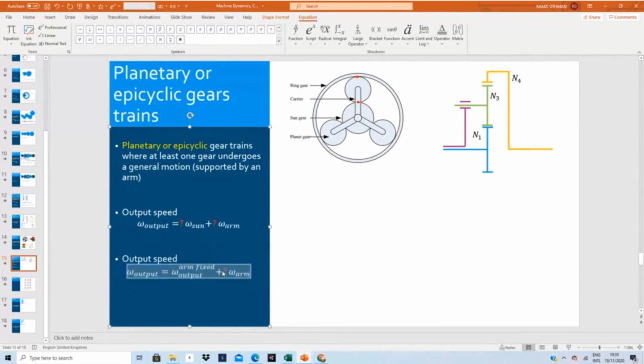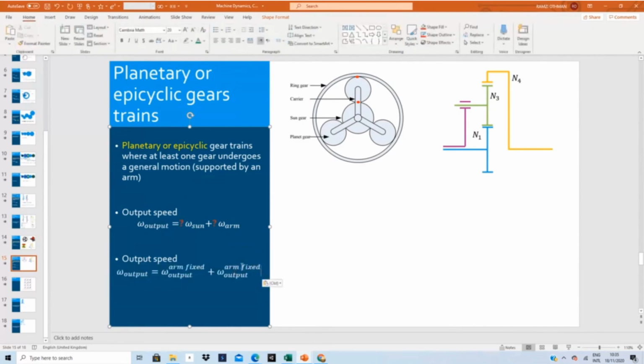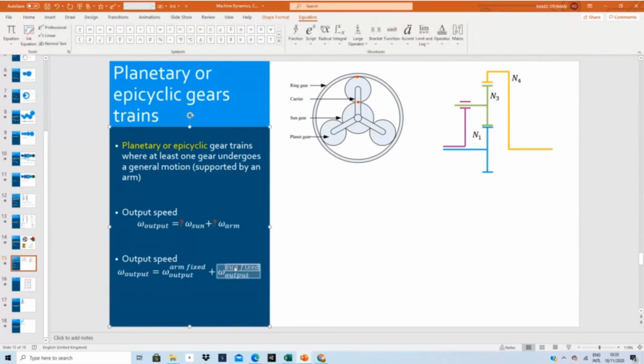And then I will do the opposite. I will block the sun and see the effect of the arm. So second, the sun will be fixed. So first, I will make the arm not moving. Omega of the arm is zero. So if the omega of the arm is zero, I will cancel this part. I will have the first part here. So omega, assuming the arm fixed, will give me this first part.